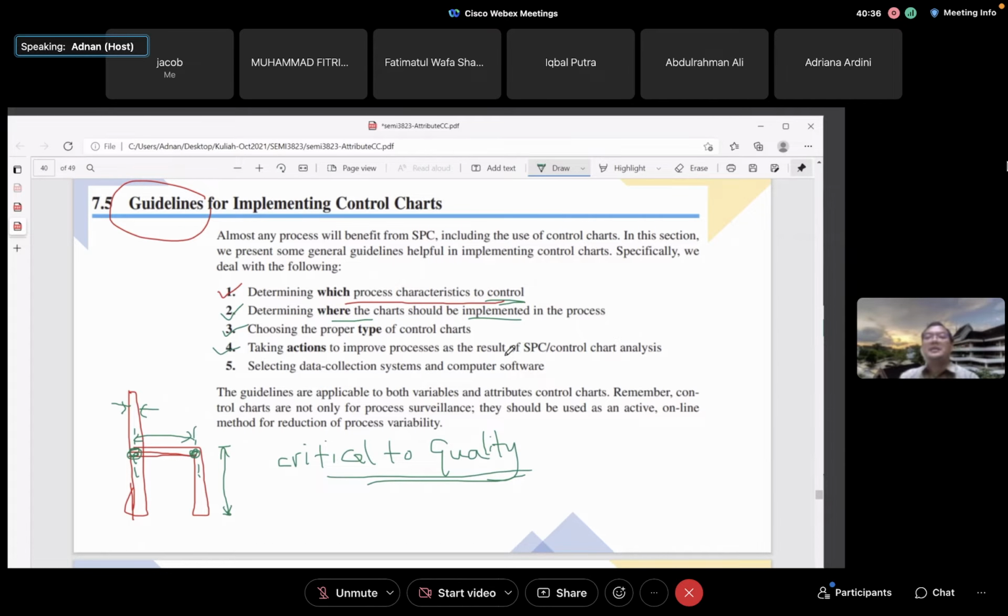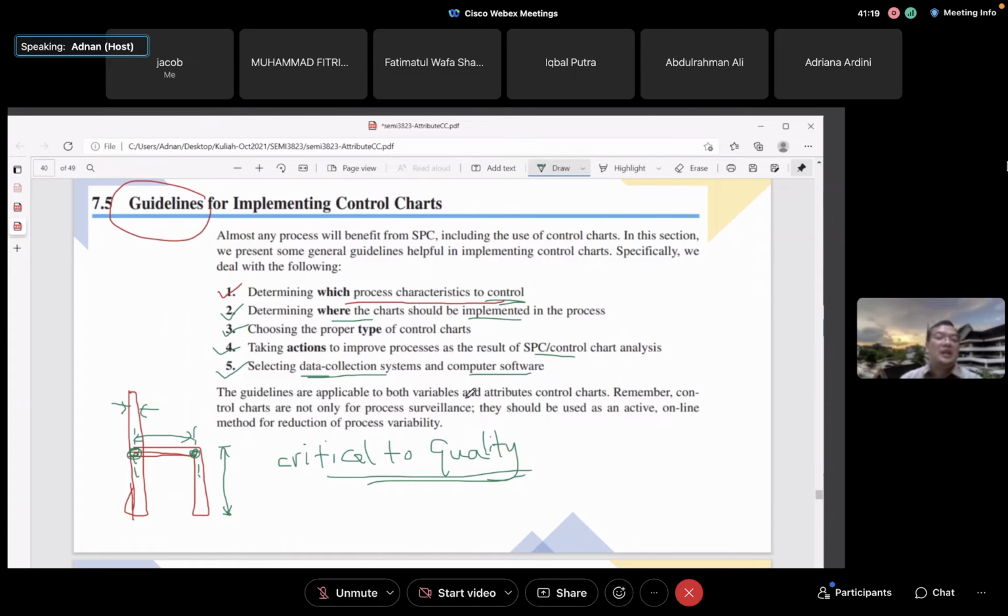Taking action to improve the process as a result of SPC. Now you need to decide, when you do the control charting, what you want to do with this data. You need to diagnose and interpret the data so that we can take corrective action, especially when it is related to assignable cost. Then you may want to look at computer software and data collection. Do we want to hire an inspector to collect data, or buy an automated system for inspection, an automated system with electronic digital input?